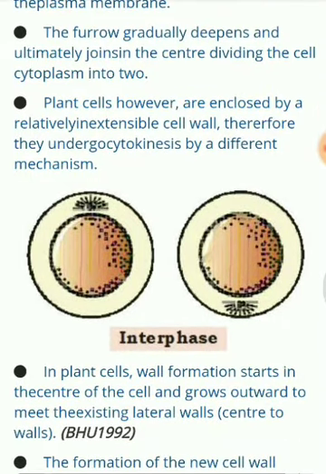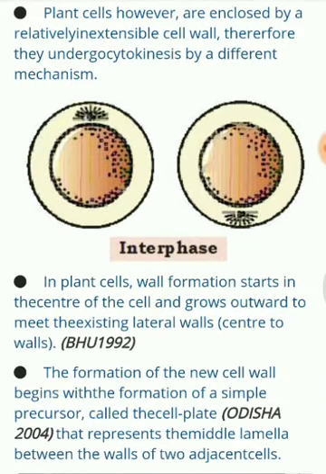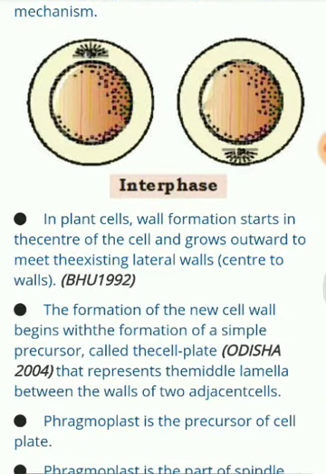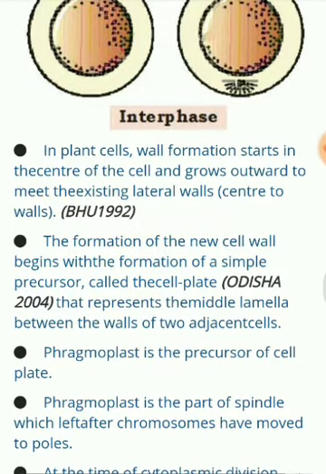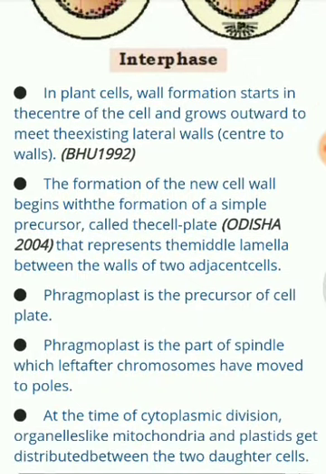Plant cells, however, are enclosed by a relatively inextensible cell wall, therefore they undergo cytokinesis by a different mechanism. In plant cells, wall formation starts in the center of the cell and grows outward to meet the existing lateral walls, from center to walls. The formation of the new cell wall begins with a simple precursor called the cell plate, which represents the middle lamella between the walls of adjacent cells. Phragmoplast is the precursor of the cell plate. Phragmoplast is a part of the spindle which is left after the chromosomes have moved to the poles.